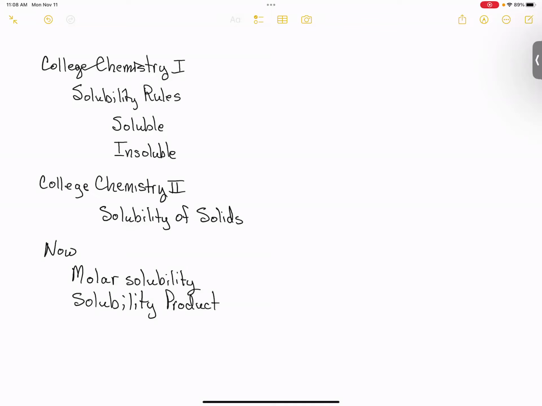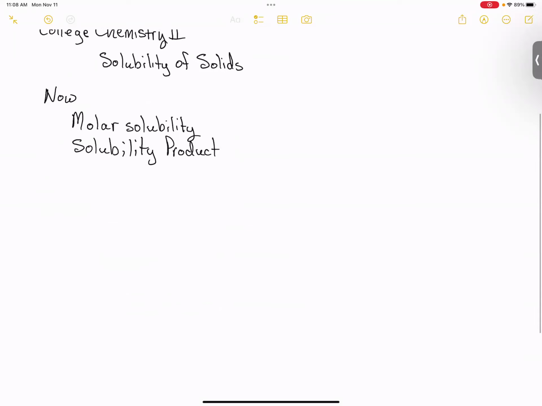Okay, so let's just look at examples of these two concepts, the molar solubility and the solubility product constant. And to do so, we're going to look at calcium fluoride. Calcium fluoride, as a solid, is going to dissociate in water to form calcium ion and 2 fluoride ions.